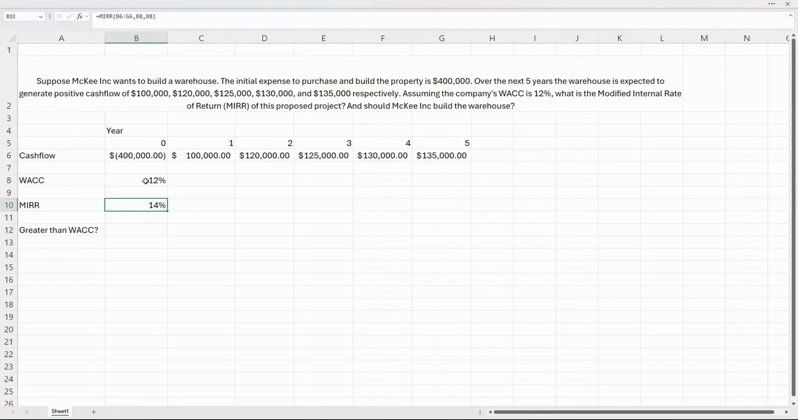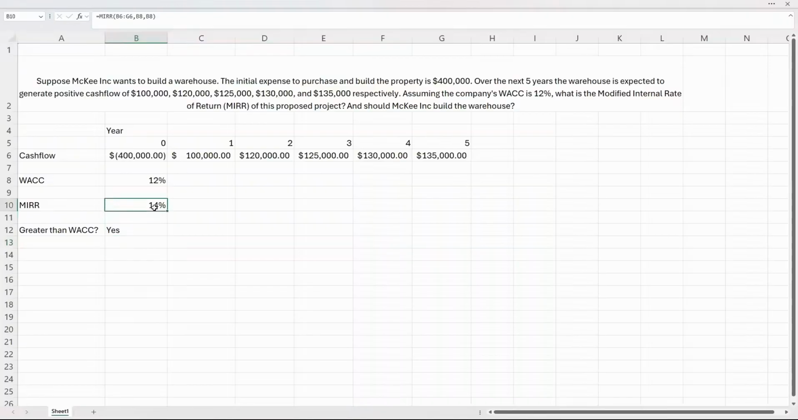If the question only asks for finding this interest rate, then you're done. But many times we're going to also be asked to interpret modified internal rate of return and tell the company, McKee Inc., should we build a warehouse or not? So the decision rule for modified IRR is identical to an internal rate of return. We compare it to the WACC. If we have a higher interest rate that's greater than the WACC, which we do, then we would say this project is going to add value. If it's below 12%, then we would say, nope, don't do it. It is going to subtract value, and you should not build the warehouse.